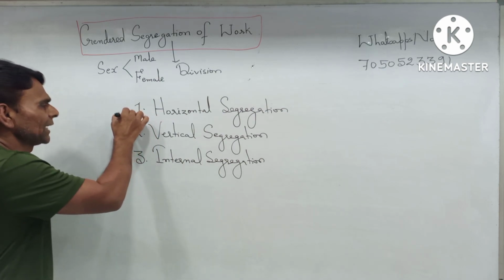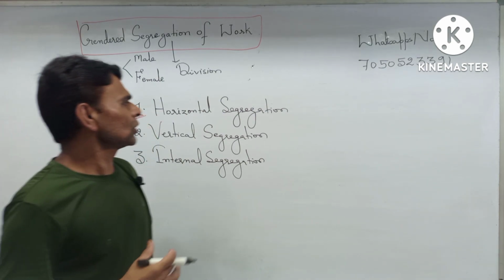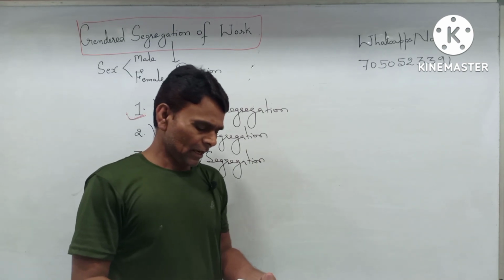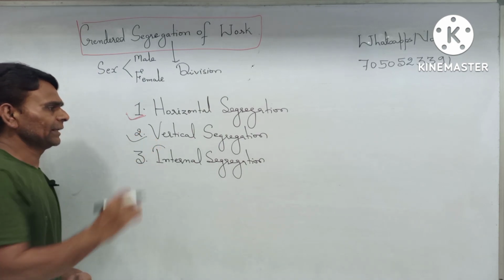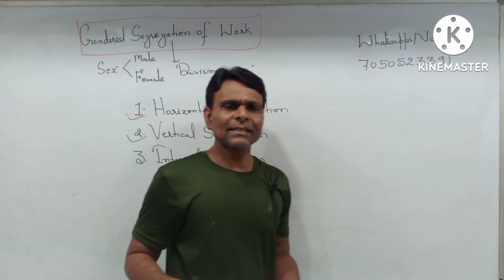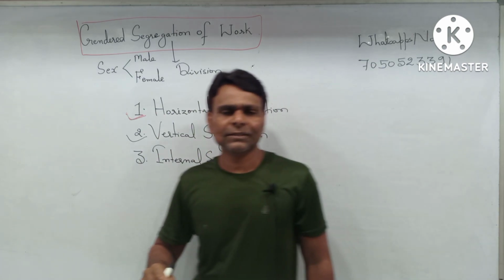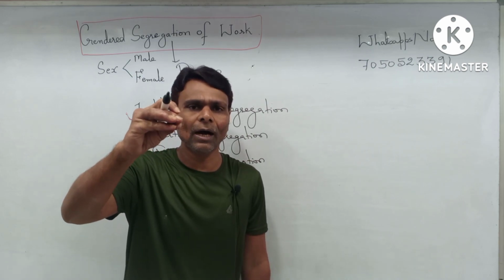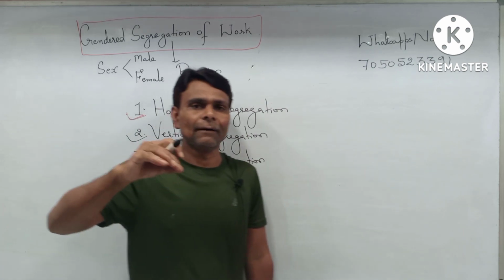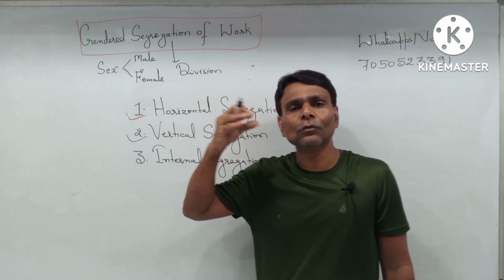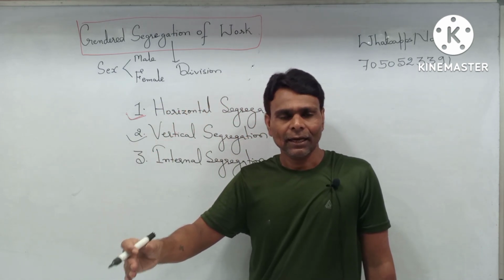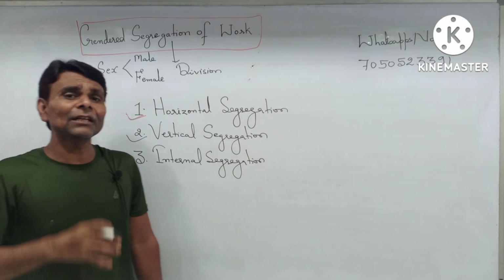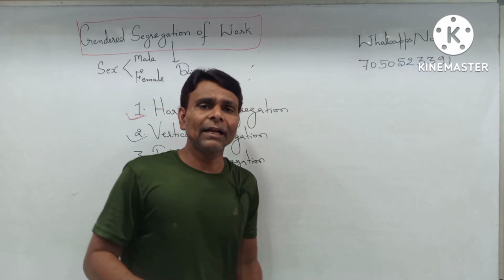This type of characteristics implies horizontal segregation of work. Now let us move to vertical segregation. In vertical segregation, within the same occupation, males tend to get comparatively higher positions in work, whereas women tend to get comparatively lower positions in work.